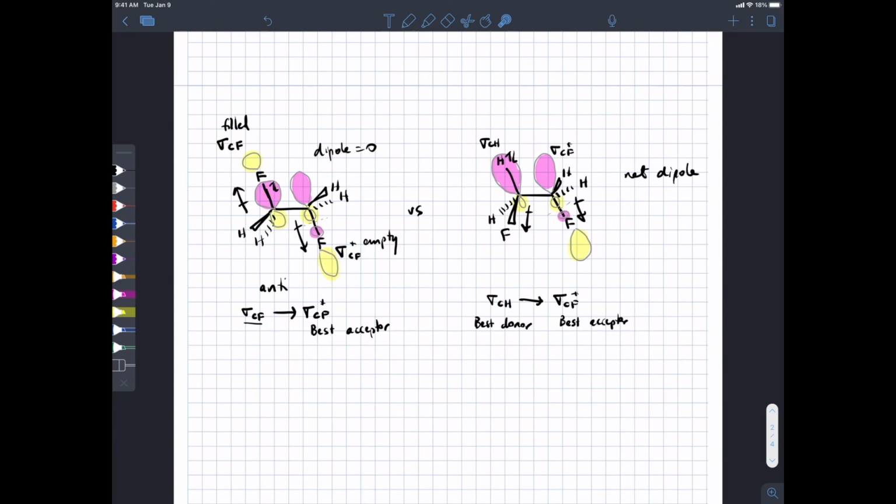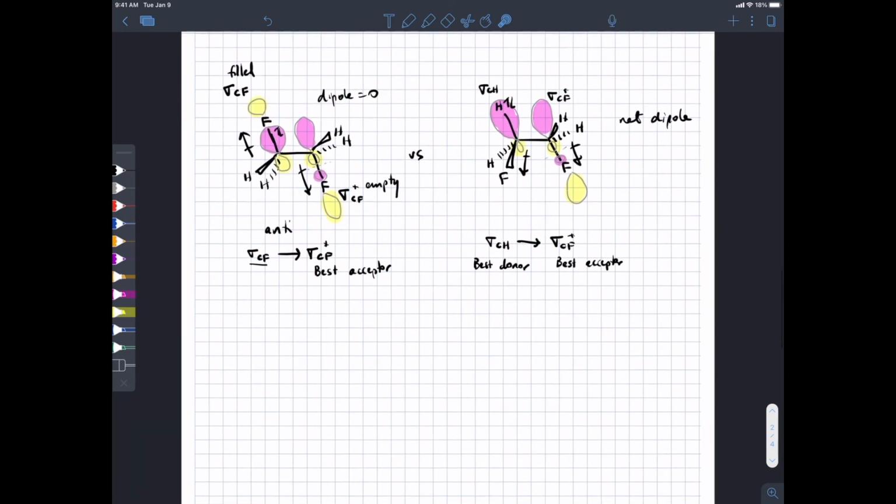Okay. But all other things being equal, there's some bias in favor of gauche. And I think you're right. I think the net dipole thing may be a consequence of this effect, not the reason for it. Okay. Yeah. Others?